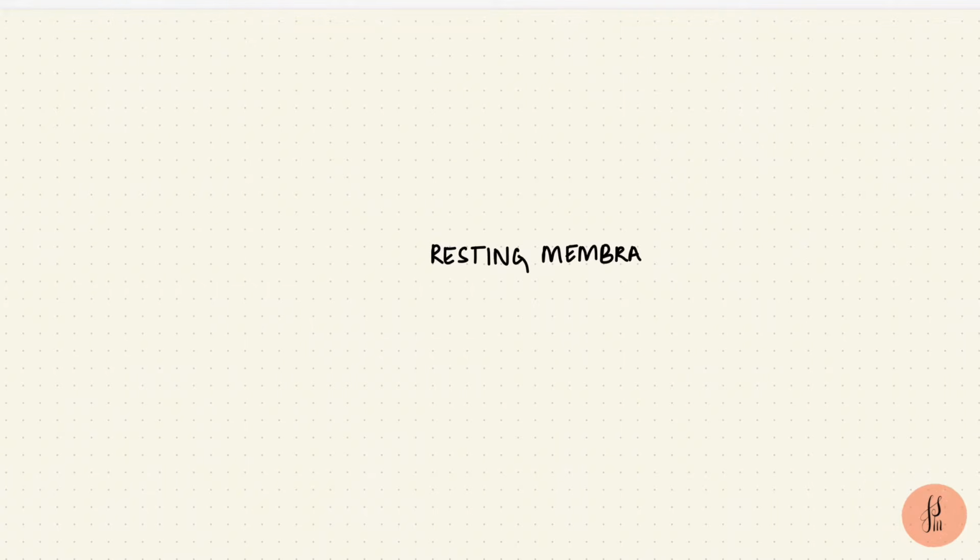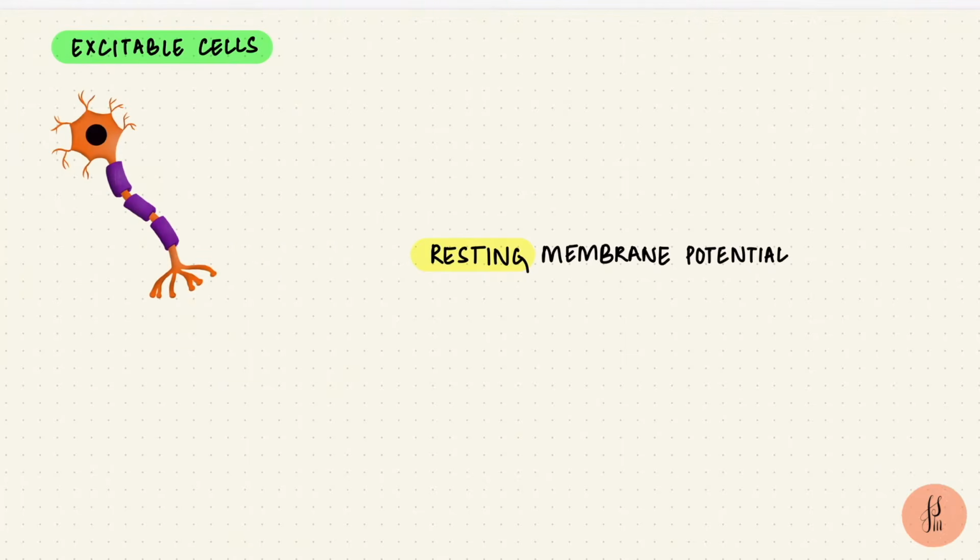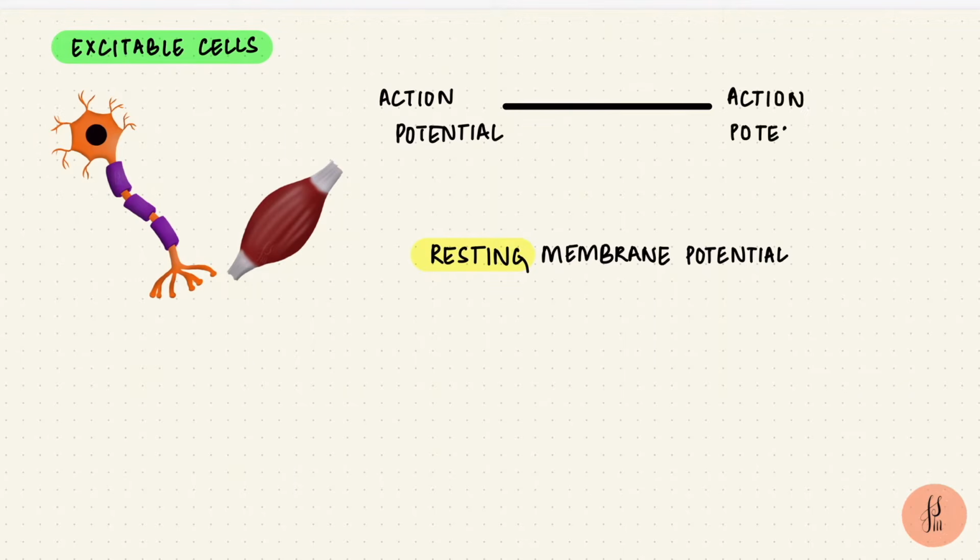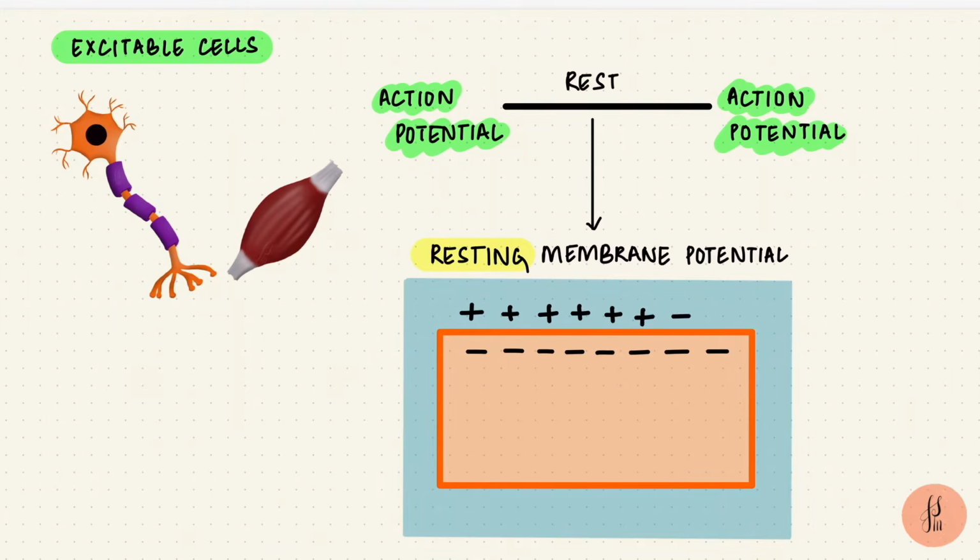The resting membrane potential is a state of rest, obviously. Excitable cells, like nerve and muscle cells, communicate using action potentials. The action potentials are brief changes in the membrane potential. But in between the action potentials, the membrane is at rest. So the potential at this point will be the resting membrane potential, and it's different in different cells.